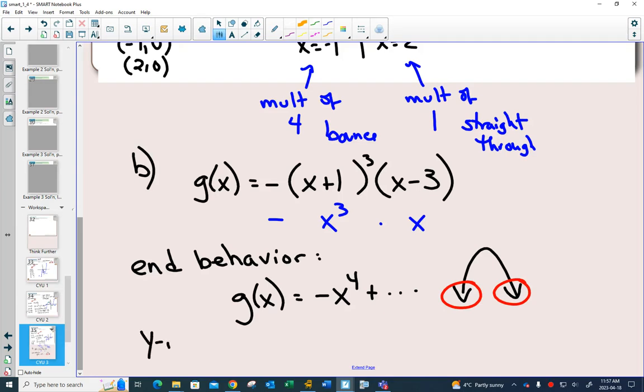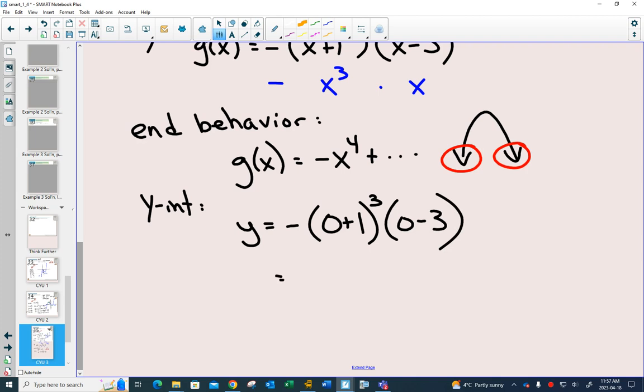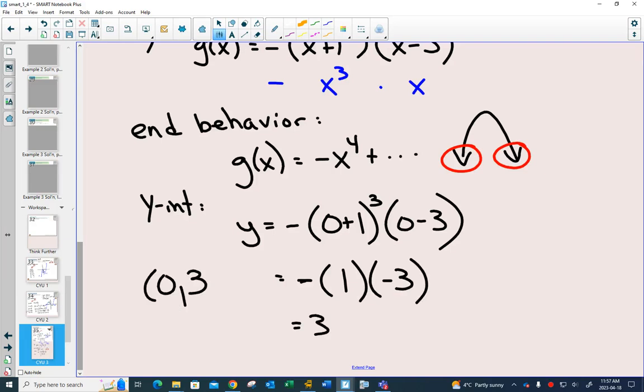Y-intercept, again, a little bit trickier because it's factored, but not super hard. You plug in 0 for x, you have negative bracket 0 plus 1 cubed, 0 minus 3. This will be negative, 1 cubed will be 1, times a negative 3. Negative 1 times negative 3 is positive 3. Your y-intercept will be 0, 3.